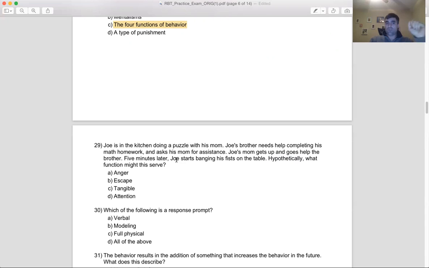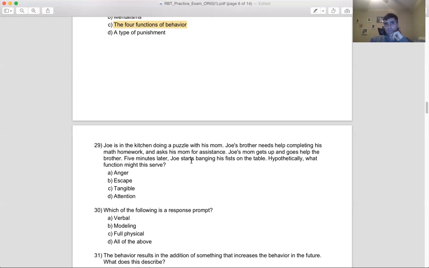Hypothetically, what function might this serve? Anger. Don't pick this, okay? Is anger a function? No. Sadness, not a function. Frustration, not a function, okay? We don't describe behavior using these terms, okay? We describe them using the functional terms. Well, let's look at B. Escape. Is Joe trying to escape? If Joe wanted to escape, he probably could just get up and leave the table, right? Because nobody's around him. So I don't think escape is right.